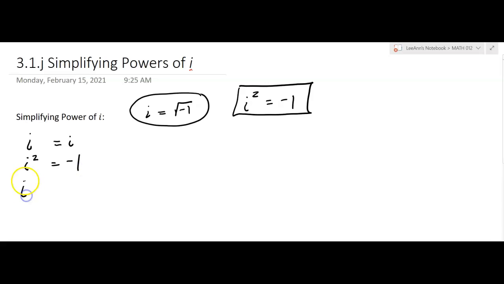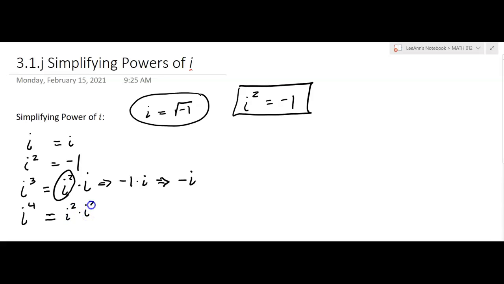Now what if you had i cubed? i cubed is i squared times i, right? But you know that i squared is -1. So you have -1 times i, which is -i. And then what if we had i to the fourth? Well, i to the fourth is i squared times i squared. So that's going to be a -1 times a -1. That's just going to be 1.